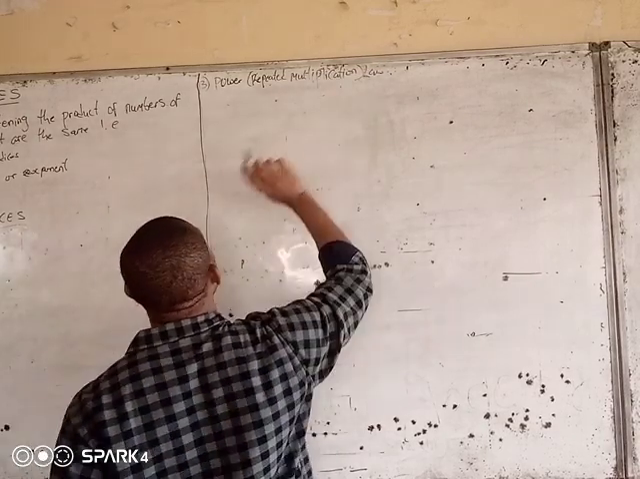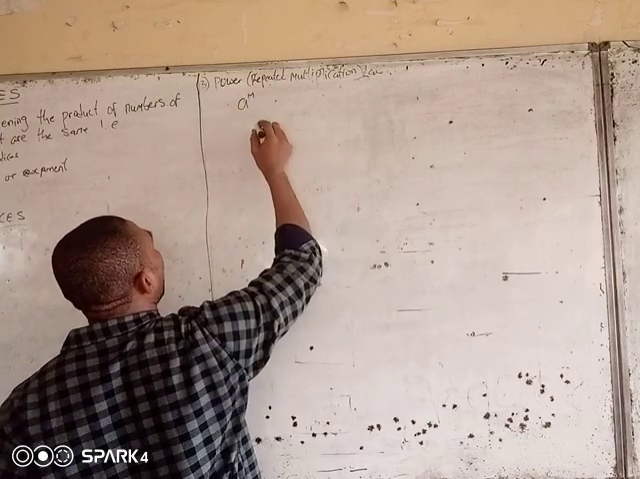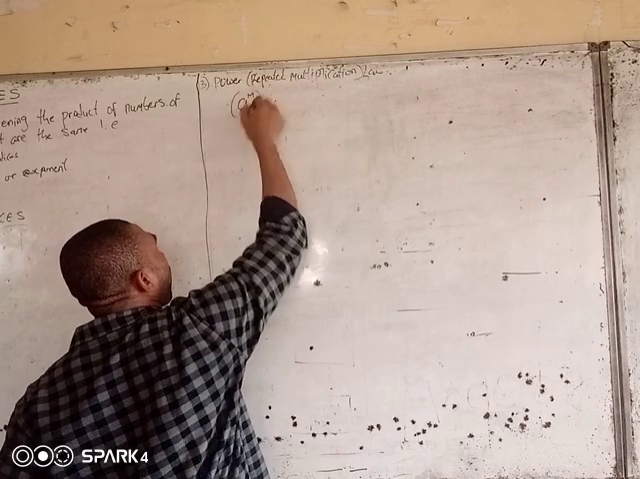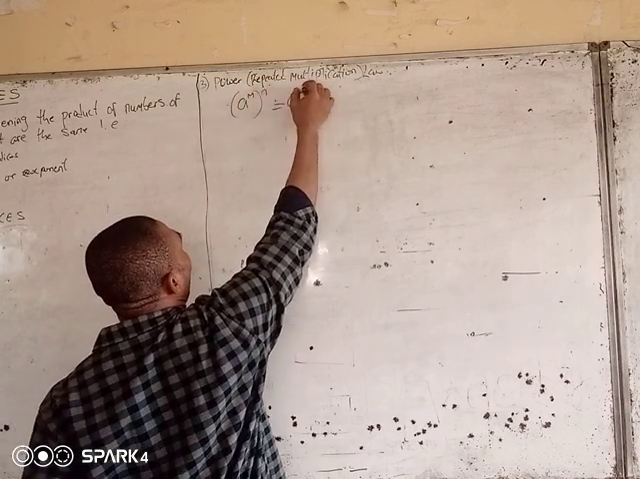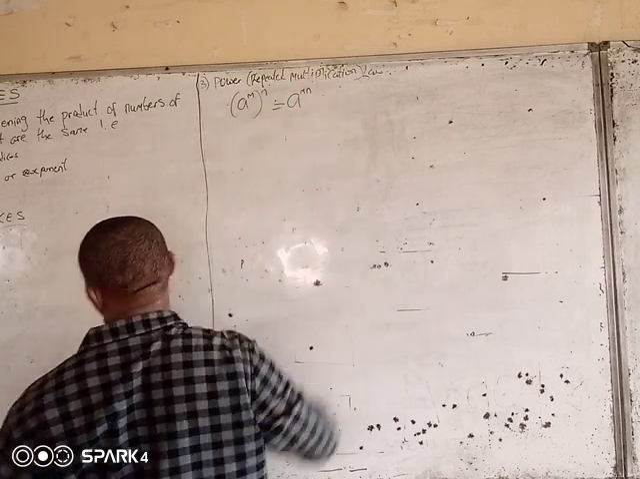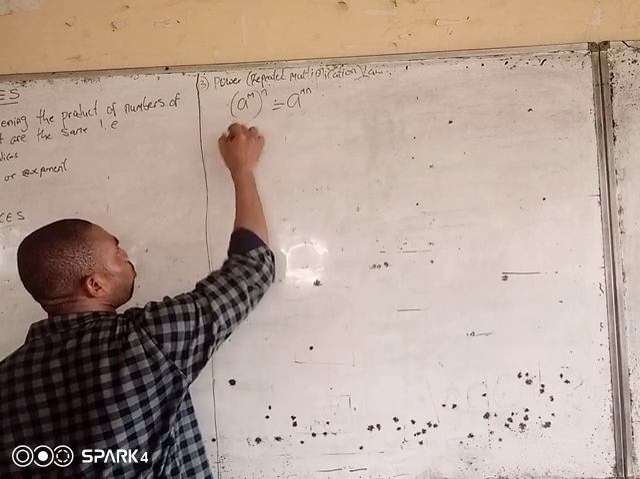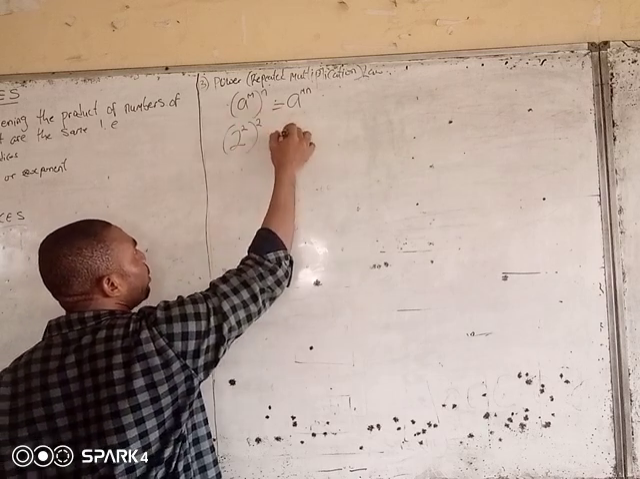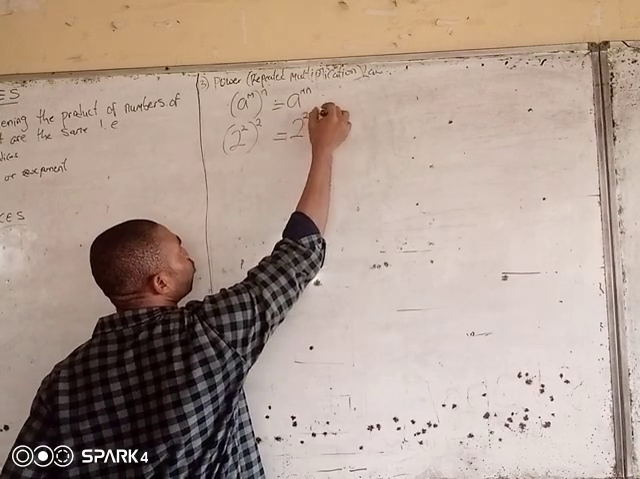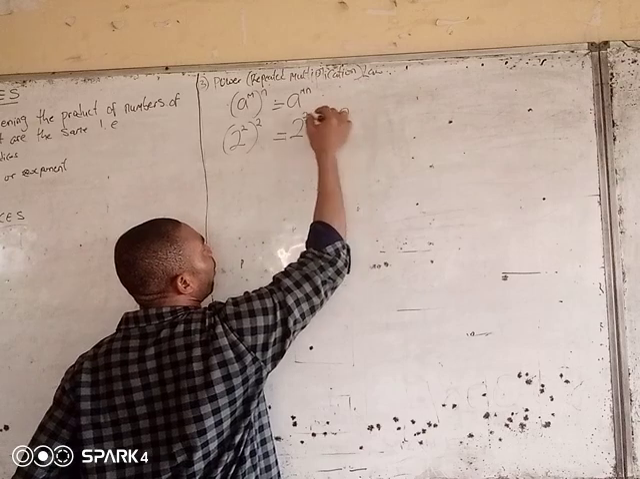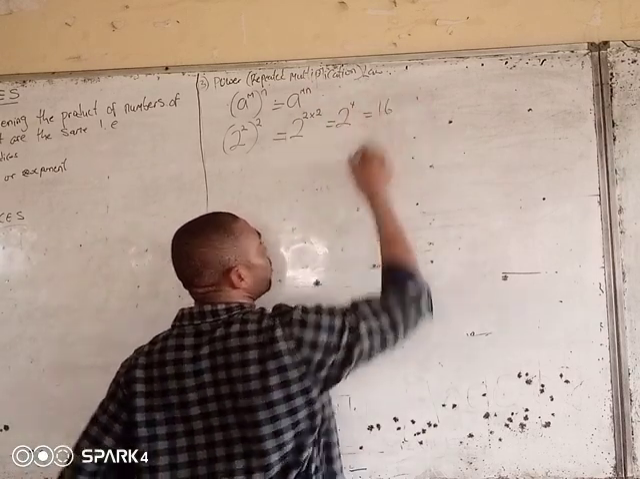The power law is simply saying that if you have a base raised to a certain power m, also raised to another power n, the result is, bring out the base, then multiply their powers, which is m times n. For example, if you have 2 raised to the power 2, raised to power 2 again, it is simply bringing out this base and multiplying their powers together, which is 2 times 2. This gives us 2 raised to the power 4, and 2 raised to the power 4 is 16.